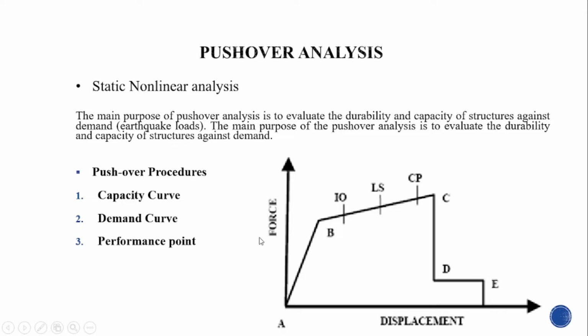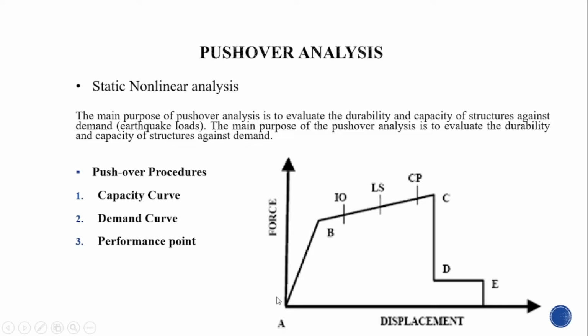At point A is the original point of the structure, and after that we reach point B, which is called the yielding point. After that we can see three stages: one is immediate occupancy, or IO, another is the limit state, and the third is collapse prevention.